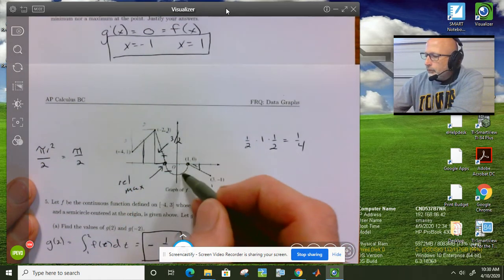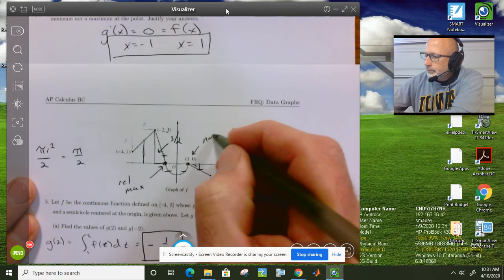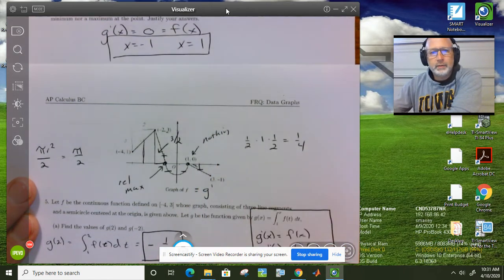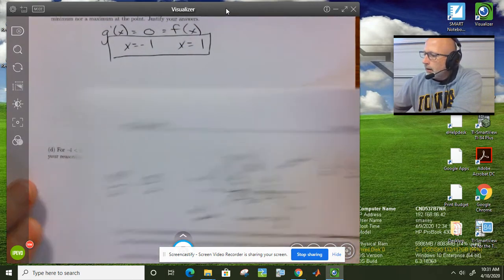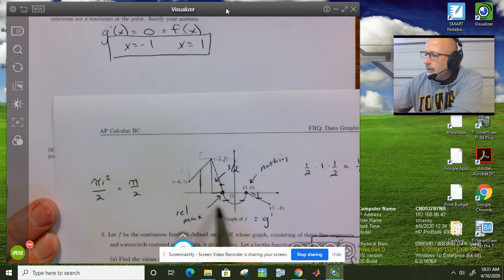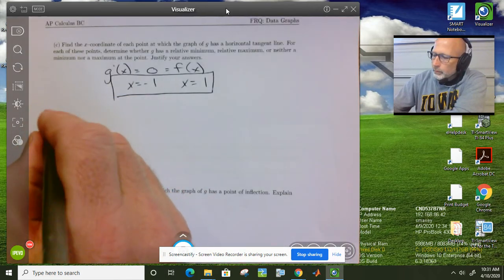And then here, it goes from negative to negative, so nothing happens here. Okay, no relative mins or no relative maxes. Okay, so going back here, negative 1 has a relative max, and the other one doesn't have anything. So there is a relative max, and we'll go ahead and write all this out.